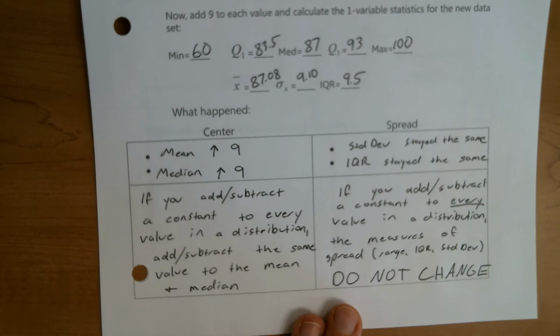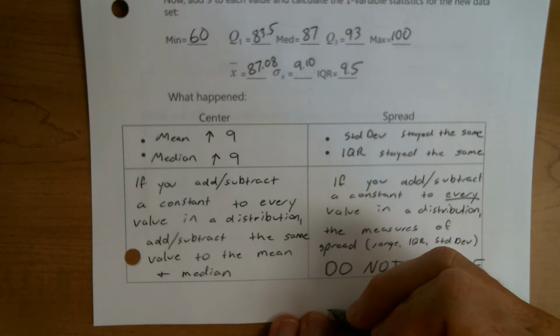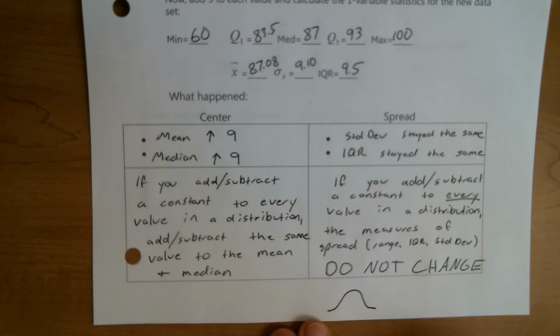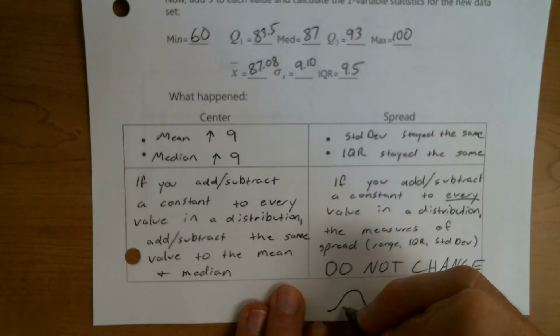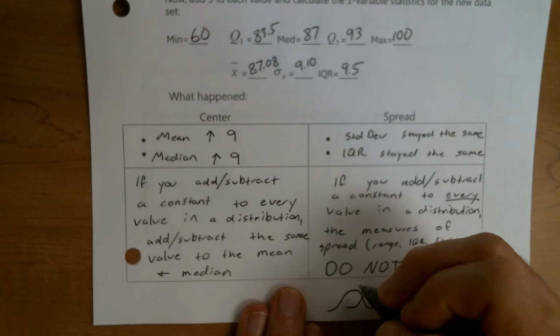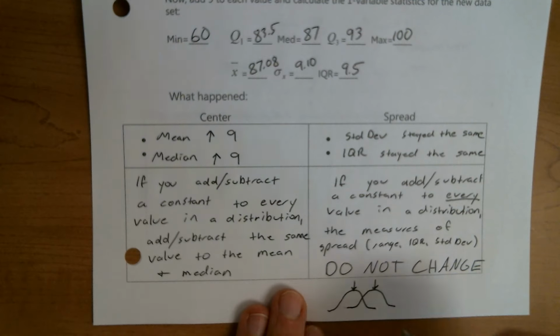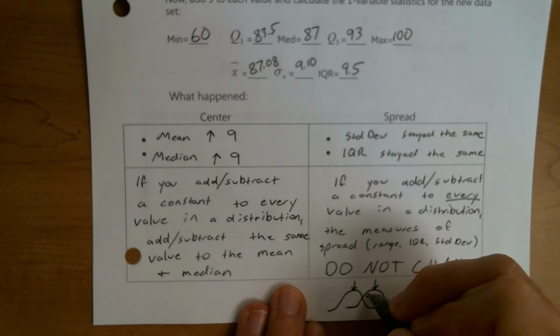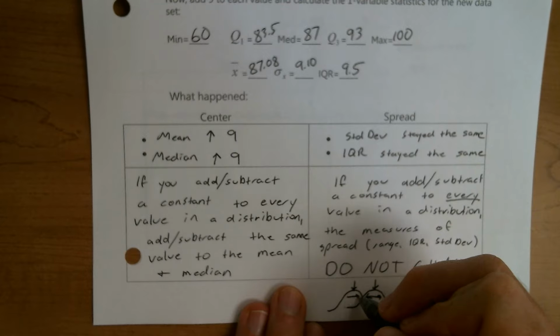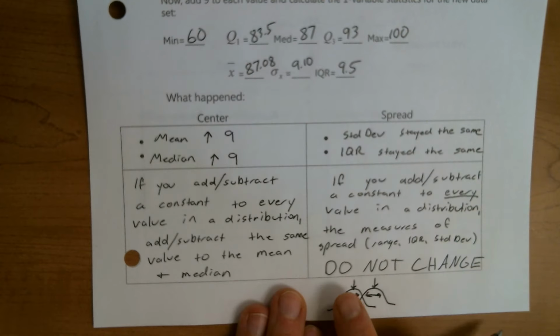All right. So visually, kind of what's happening is if you have a curve, when you add or subtract a constant, all you're doing is shifting that curve in one direction or another. You might be shifting it to the right, you might be shifting it to the left. So if this is your center, the center moves, but how spread out things are has not changed. It's still equally spread out, which is why the measures of spread don't change, but the measures of center do change.